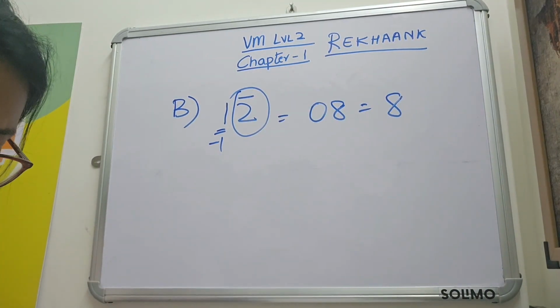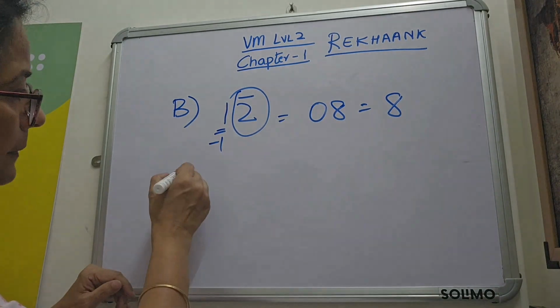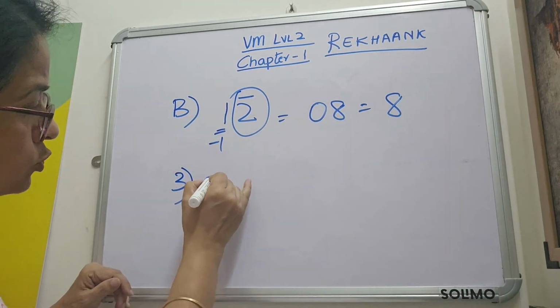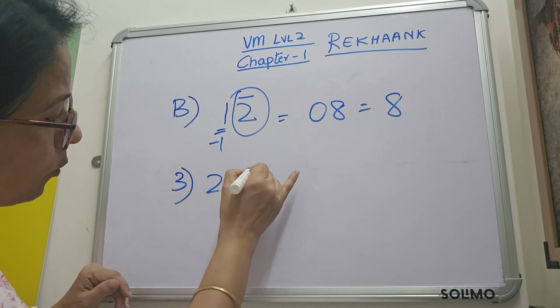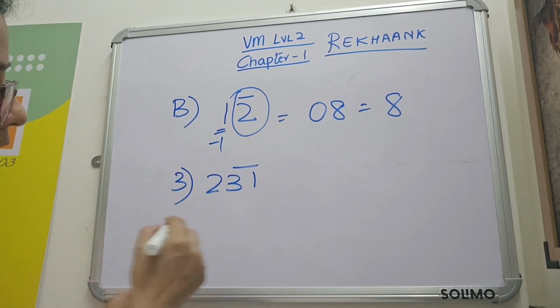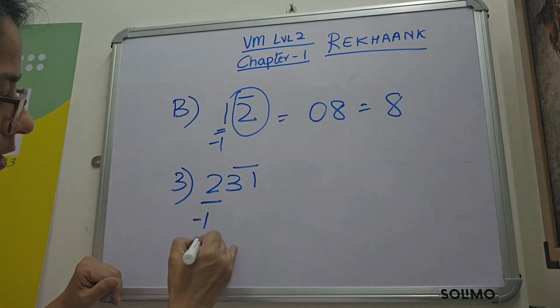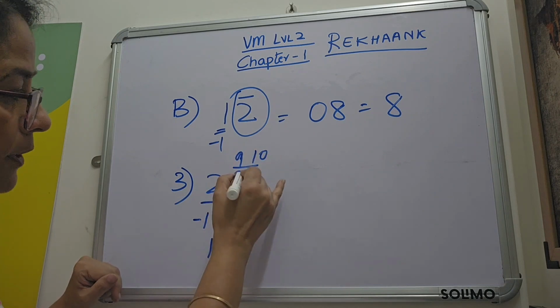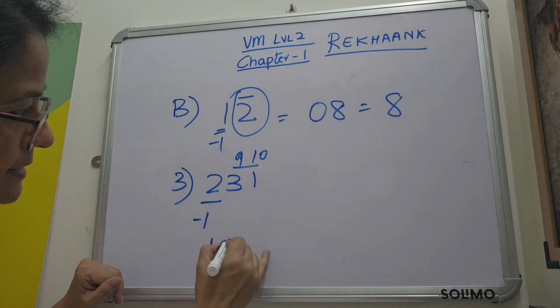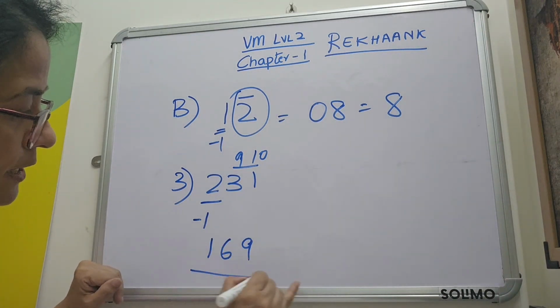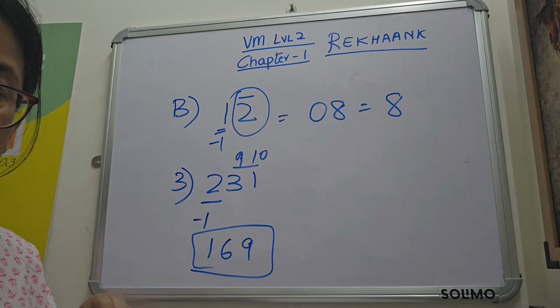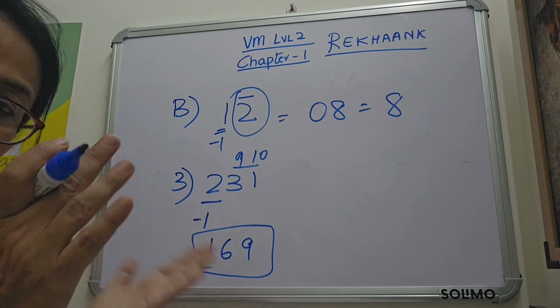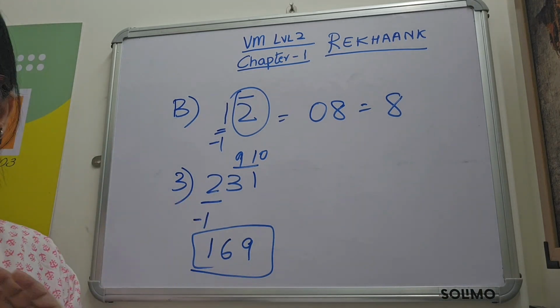That is it. I'll take up another example. Sum number 3. 2, 3, 1 with a Rekha. 1 is with the Rekha. What should I do to this? Minus 1. Here I'll get 1. And all from 9, last from 10. So this will become 6 and this will become 9. So the number becomes 169. That is all this is. Putting the Rekhank and removing the Rekhank.